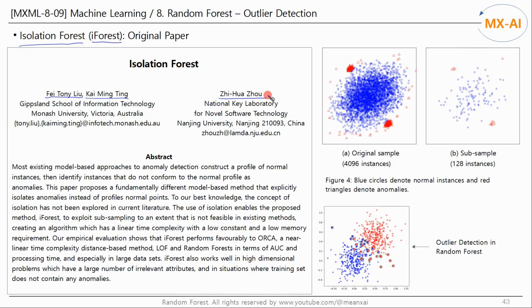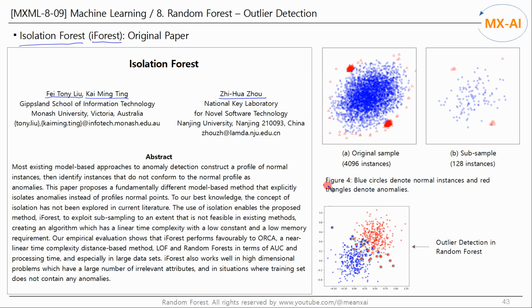Feature sampling is also different. Instead of selecting the best feature and the best split point, IsolationForest randomly selects one feature and then randomly chooses a split point within the range of that feature.